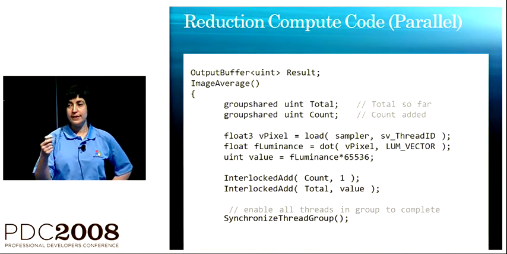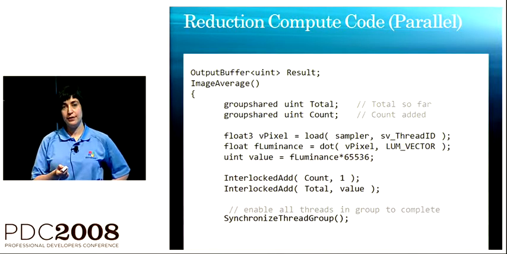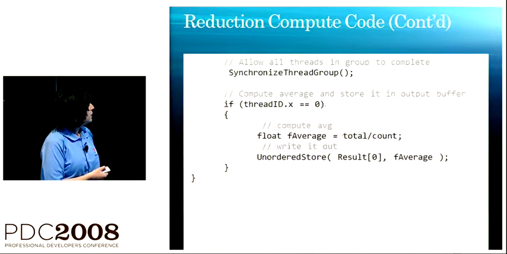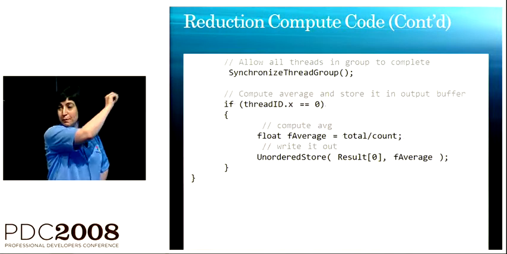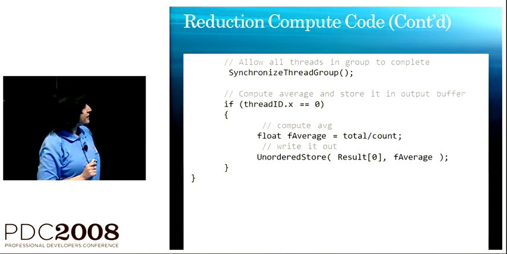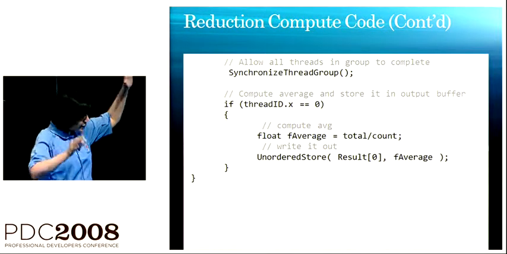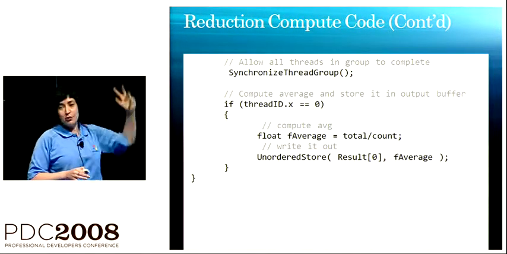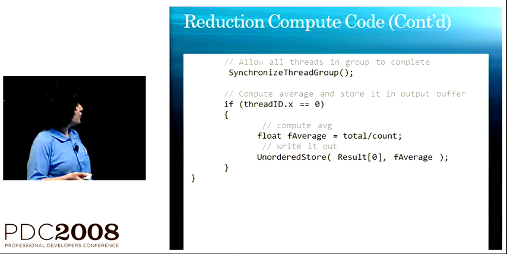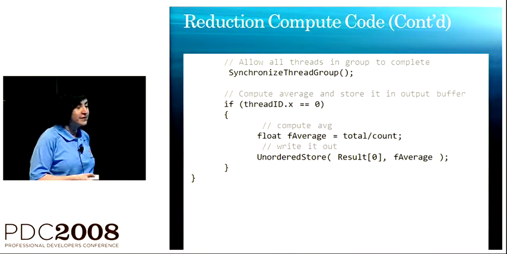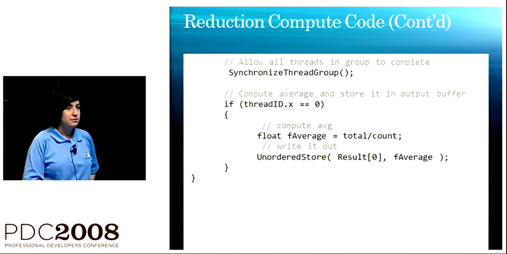Then a synchronized thread group says, let's wait until everybody's finished. I've just repeated that on the top of the next slide, so we just have some continuous flow control. So we wait till everybody finishes, and then at the end, we only need the first thread to go and say, give me the average. So that's okay. It's parallel.